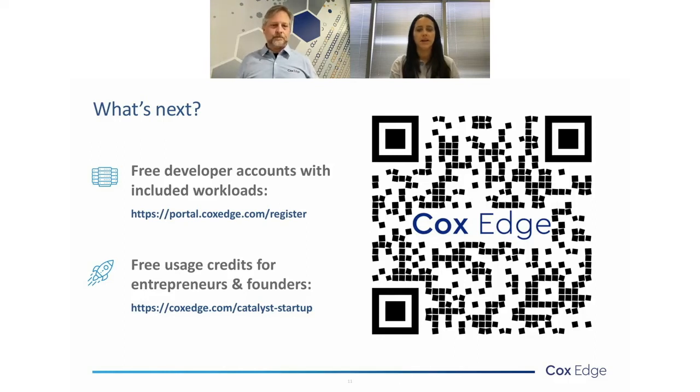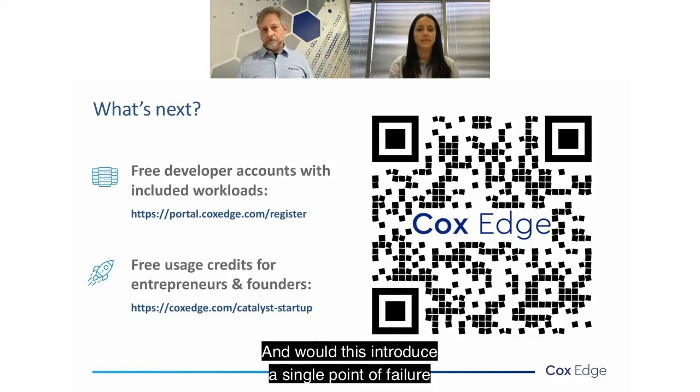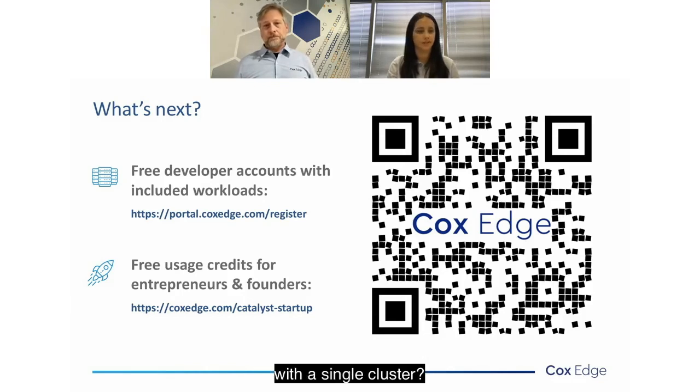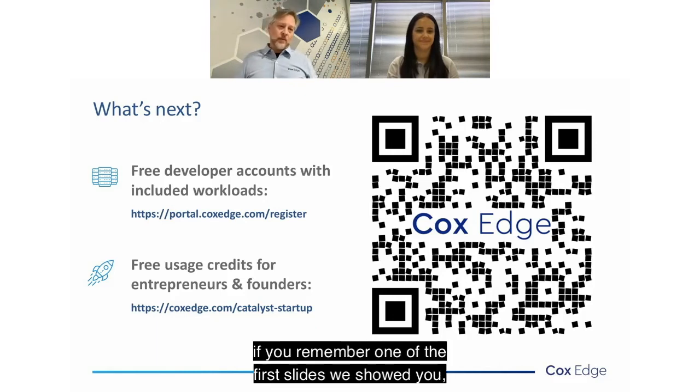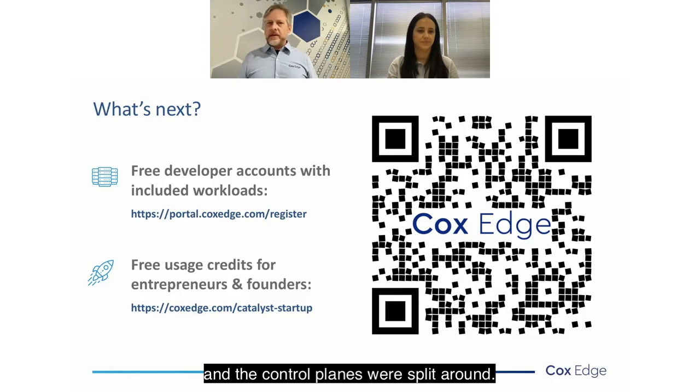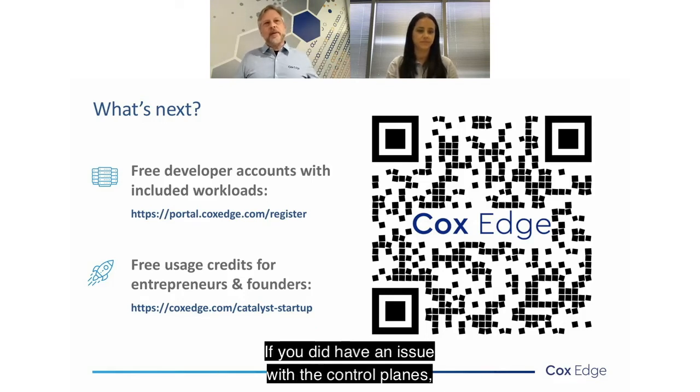Okay, great. And would this introduce a single point of failure with a single cluster? Actually, it can, but again, it depends on how you look at it. In the scenario, if you remember one of the first slides we showed you, we had the ingress and the worker nodes local, and the control planes were split around. If you did have an issue with the control planes, all your services would still be able to work. All your ingress would go to the local spot. Your service would still run on your local worker nodes.